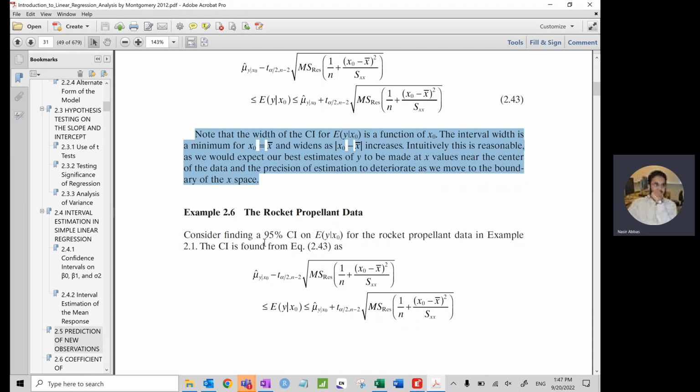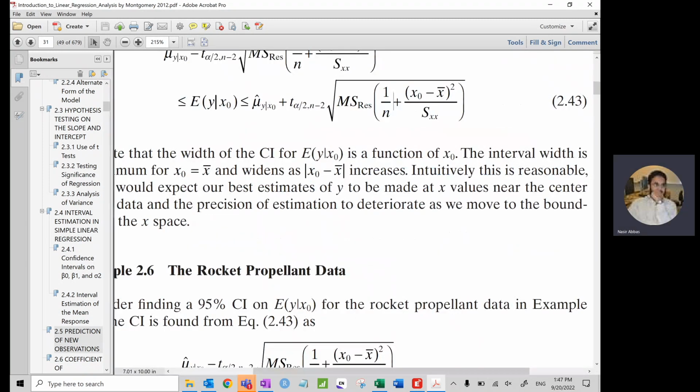Yes, you said that the x is not fixed. We are assuming X's are fixed. Do you mean X or X bar? If X's are fixed, X bar is also fixed, and the expected value of X bar is fixed too. Everything is fixed. We are talking about x naught, where we want to predict. We should fit it somewhere close to X bar, which is fixed, of course.